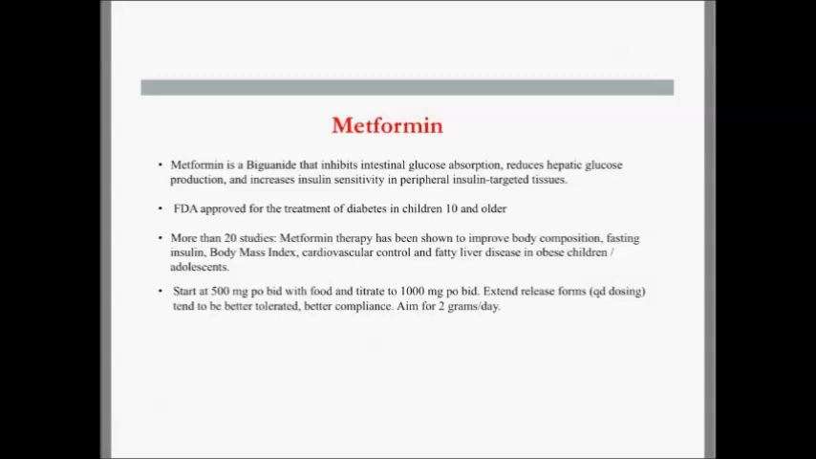I am a big believer that metformin is a very helpful drug for children that are 10 years or older. If you don't know, it's a biguanide that inhibits intestinal glucose absorption, reduces hepatic glucose production, and increases insulin sensitivity. And when your insulin sensitivity increases, your appetite goes down. There have been more than 20 studies on metformin now, and they show that it improves body composition, fasting insulin, body mass index, cardiovascular control, and fatty liver disease in obese children and adults. Start at 500 milligrams twice a day, titrate up to 1,000 twice a day. There is extended-release form dosing. It's better tolerated, and aim for 2 grams a day.